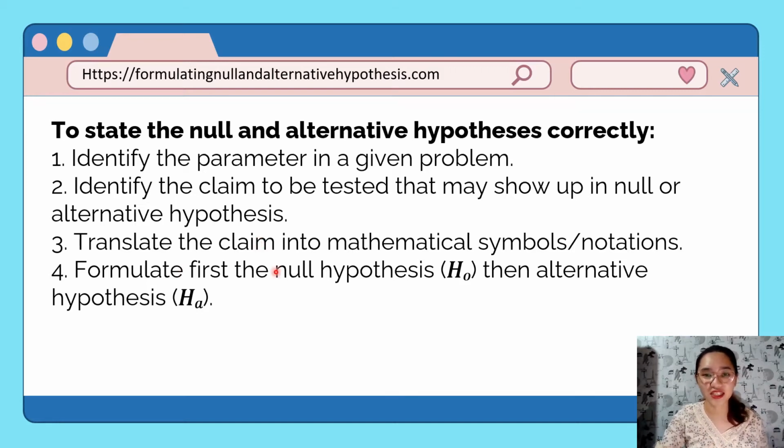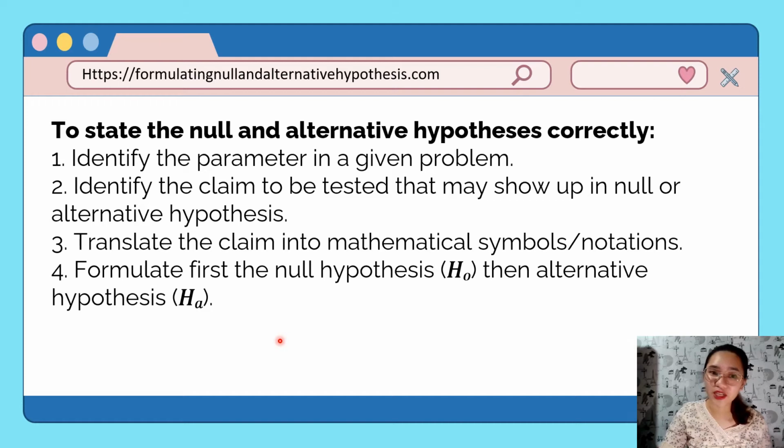Next, you have to translate the claim into mathematical symbols or notations. Yan. And lastly, you have to formulate first the null hypothesis, then the alternative hypothesis. Yung mga examples na situations natin mamaya, may mga given na claims na po sila that will describe either your null hypothesis or your alternative hypothesis. Siyempre, kung ano man yung hindi na ibigay or hindi given, yun po yung kailangan mo na lang na i-formulate based as a complement doon sa given na claim.